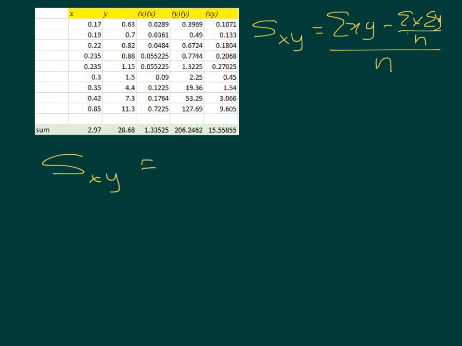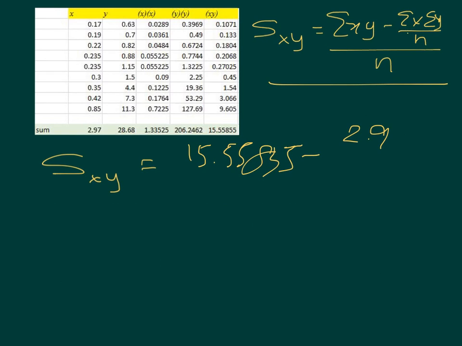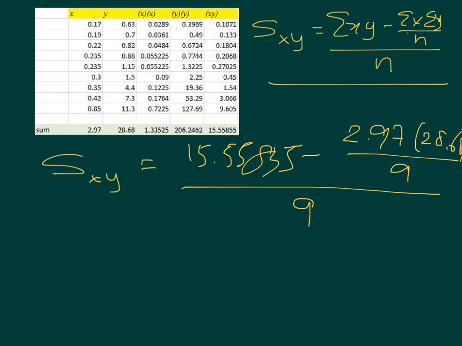Recall that the covariance of x and y is given by this particular formula. So I need to have the sum of xy, which is 15.55855, minus the sum of x, 2.97, times 28.68 divided by 9, and the numerator now is divided by 9 again. And if you do this calculation correctly, you'll find that the answer is 0.677128 to 6 decimal place.